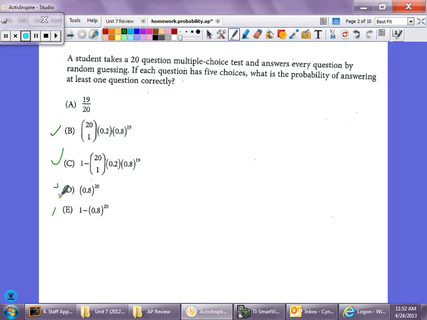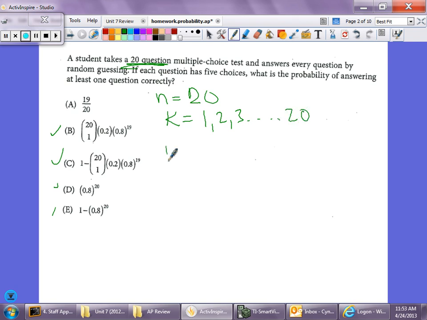And if each question has 5 choices, what is the probability of answering at least one question correctly? Okay, so at least one question correctly means one or more. So the helpful hint today that I gave you was I'm going to write out all the possibilities. N is going to be 20 questions. K is going to be 1 or more. So 1, 2, 3, all the way up to 20.